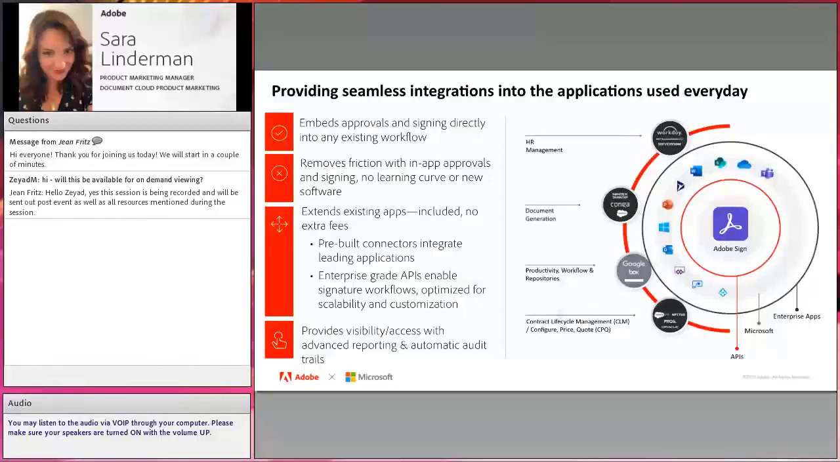There's a lot of inertia, but with Sign, because you can embed the approvals and signing into those existing workflows, it can help you remove that friction. So there's no new software and there's no learning curve. The other benefit to this approach is there's no additional cost. Our pre-built connectors and our APIs are all inclusive. They're all part of the package. You're not going to have any surprise fees for introducing a new integration as we go along.